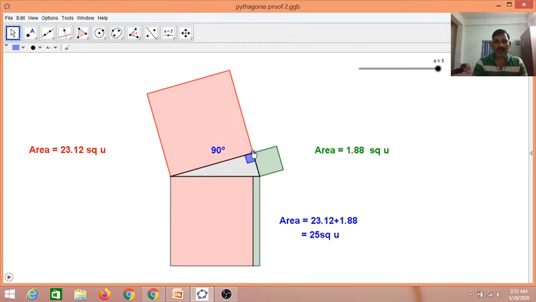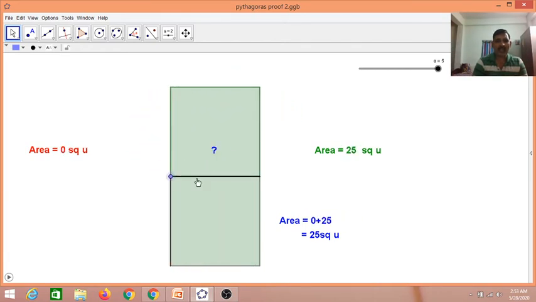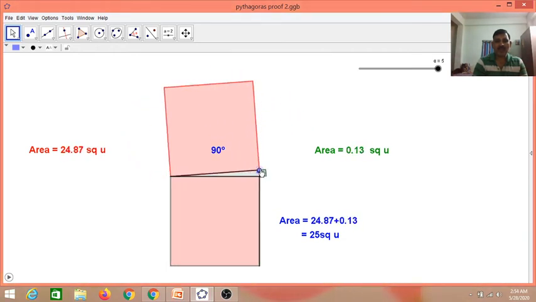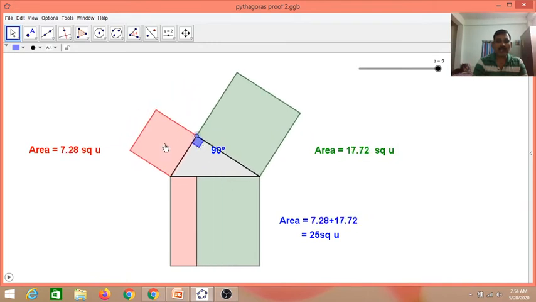So every time the values are changing, and ultimately you can see the total area is a fixed one, which is always equal to the area of the square on the hypotenuse. So from this you can observe that the sum of areas of the squares constructed on the two sides is always equal to the area of the square on the hypotenuse. This is one way of proving this.